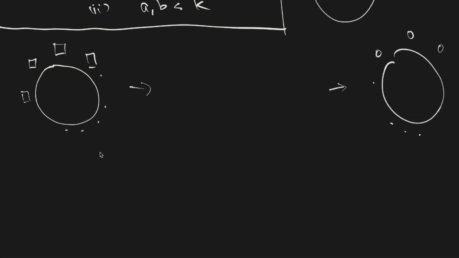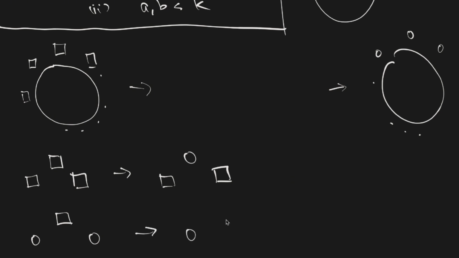So let's analyze the two operations we can have. There are only two. So we can have this. If we have 3 alive cells, we can make the middle cell dead and the other 2 alive. If we have 2 dead cells and an alive cell, we can change this into 3 dead cells.